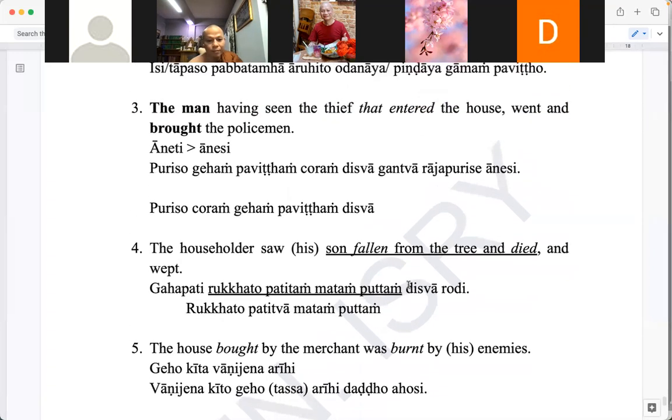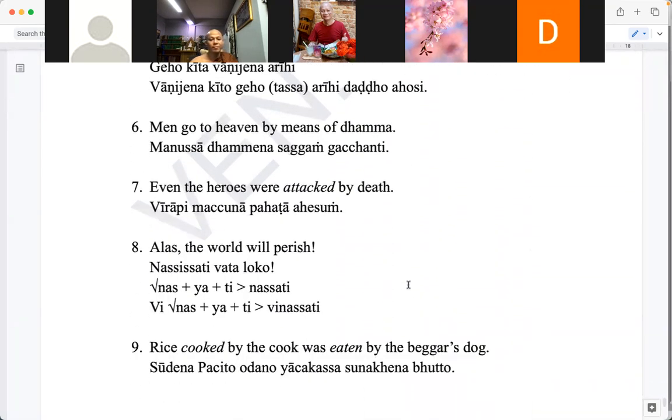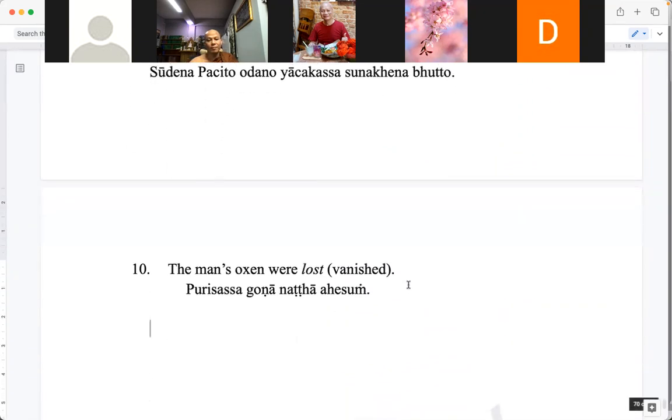And then another question is. Okay. Let's say I climb the mountain. So the mountain is usually we use as the accusative.